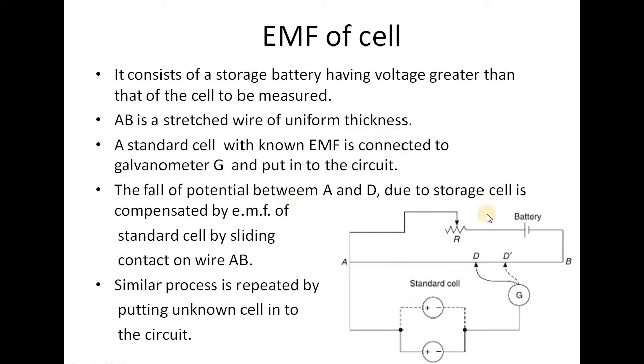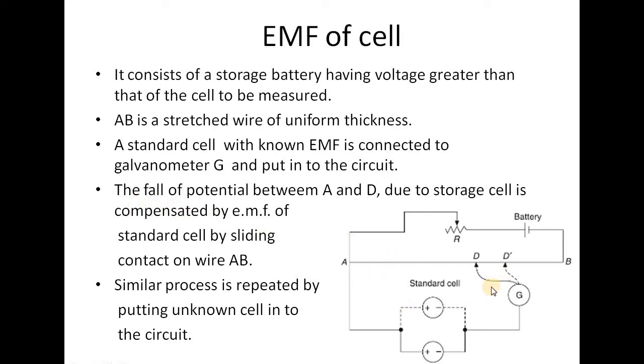Here we can see the circuit diagram for measurement of EMF of a cell using a potentiometer. It consists of a storage battery having voltage greater than that of the cell to be measured. The cell whose EMF we have to measure is connected to this storage battery in the circuit. Here we have a stretched wire of uniform thickness, AB. Next, a standard cell whose EMF is already known is connected to the galvanometer G and put into the circuit first.